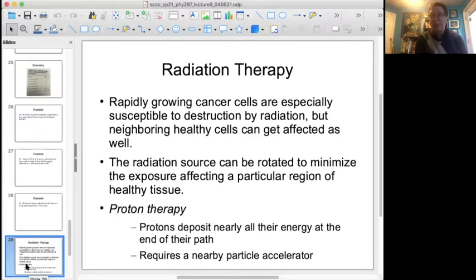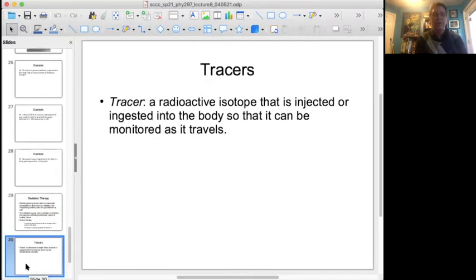One thing you can do is called proton therapy, because protons deposit nearly all the energy at the end of their path. The catch with proton therapy is that in order to get a steady stream of protons, you need a particle accelerator, and there aren't that many particle accelerators around.